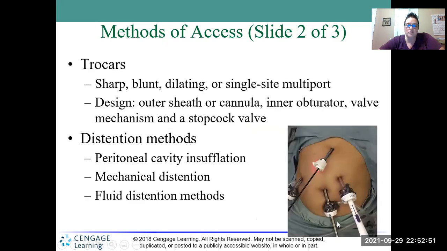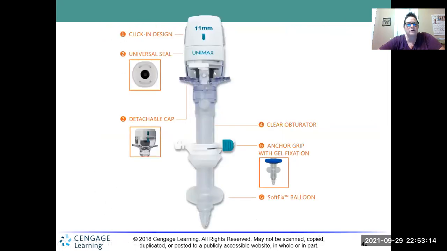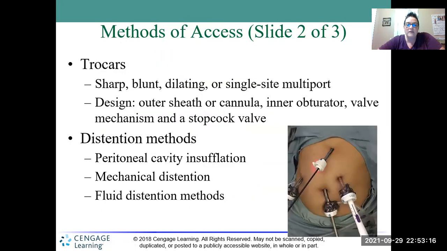Trocars, here's the insertion of all the trocars. Multiple varieties you can see here, including sizes. So there's different types. There's a sharp, there's a blunt, there's dilating, there's single ports and multi-ports. In these, there's the outer sheath, there's the inner sheath or cannula, that inner obturator, and we'll show you all of these. I think I did a picture. And then the valve mechanism, and then the stopcock valve, which we talked about.